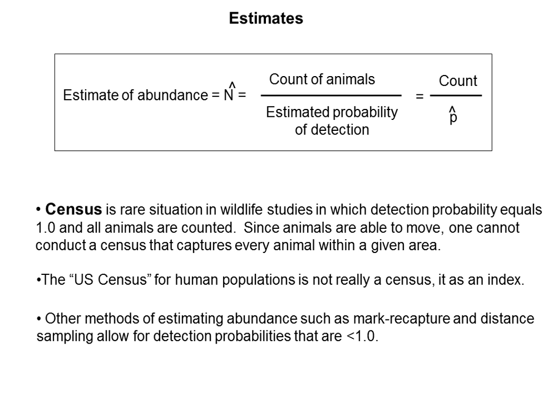So the estimate of abundance, or N, is the count of animals divided by the estimated probability of detection. And then it shows you count over P. Census is a rare situation in wildlife studies in which detection probability equals 1.0 and all animals are counted. Animals can move, so one cannot conduct a census that captures every animal in a given area. For example, the U.S. Census is not really a census for the same reason. It is an index. Other methods of estimating abundance, such as mark recapture and distance sampling, allow for detection probabilities that are less than 1.0.